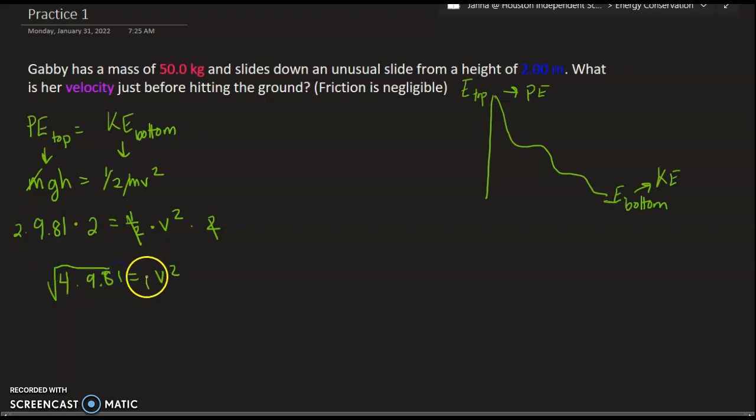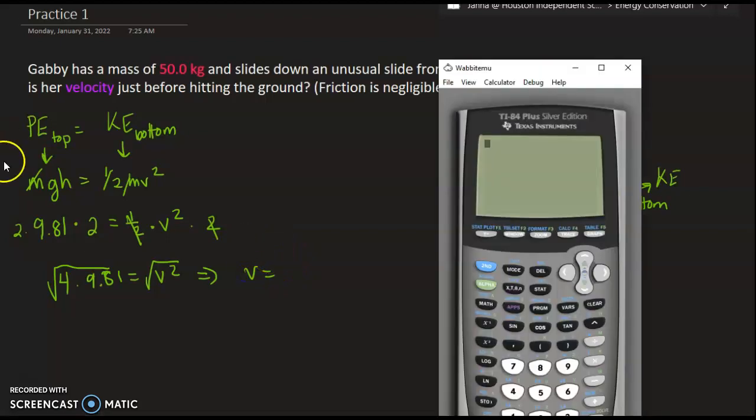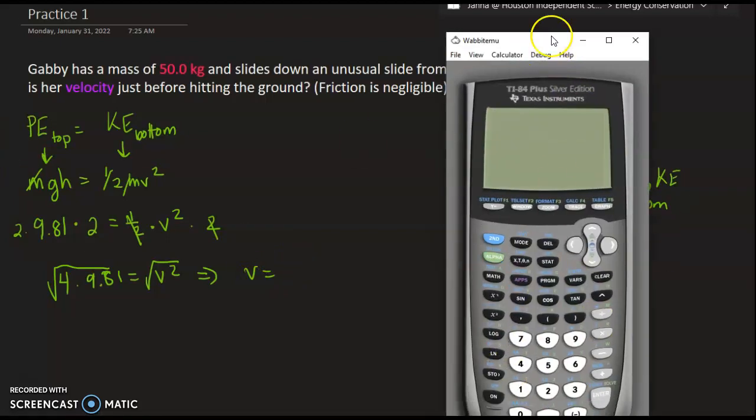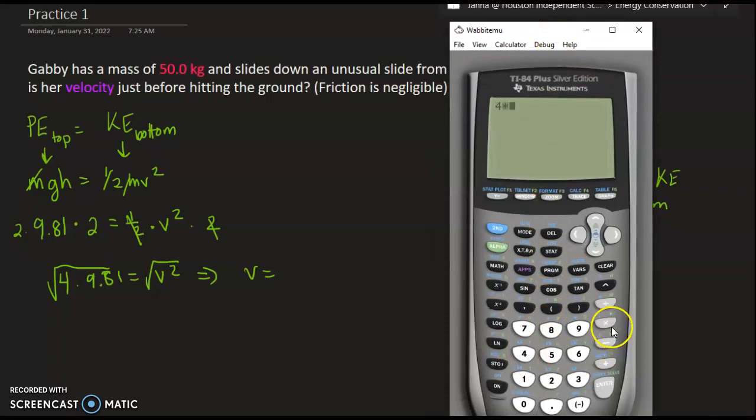I can then take the square root. This will give me velocity. Velocity is equal to the square root of 4 times 9.81. I'll grab my calculator. 4 times 9.81, I'll do the square root second, x squared. I can also raise this to the 1/2. And this gives me a velocity, a positive value of 6.26 meters per second.